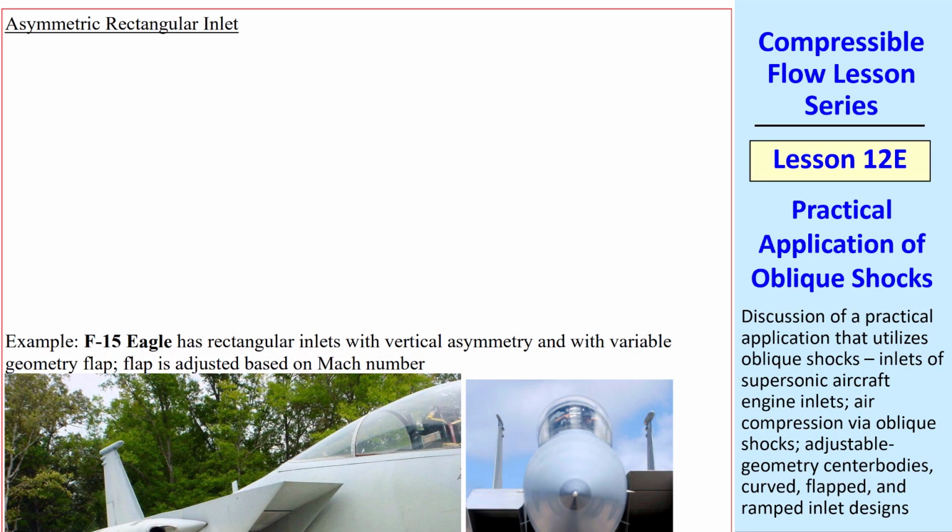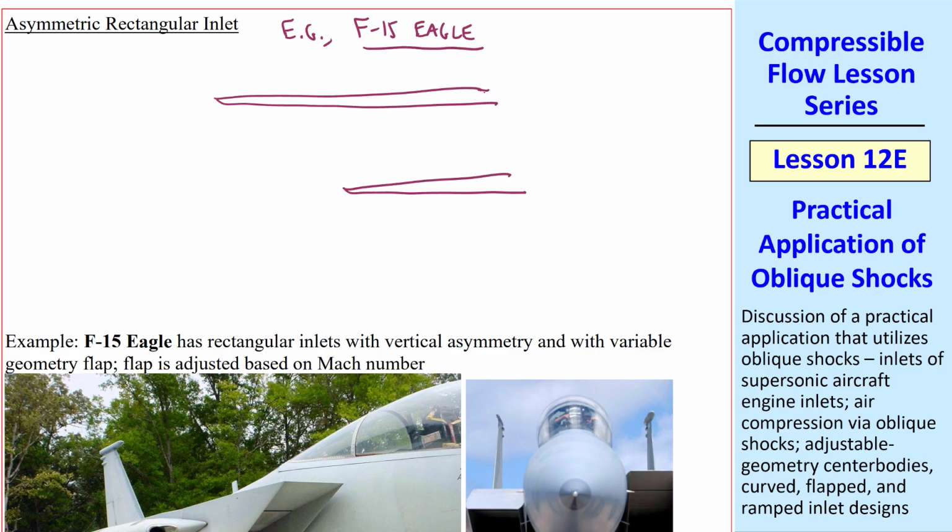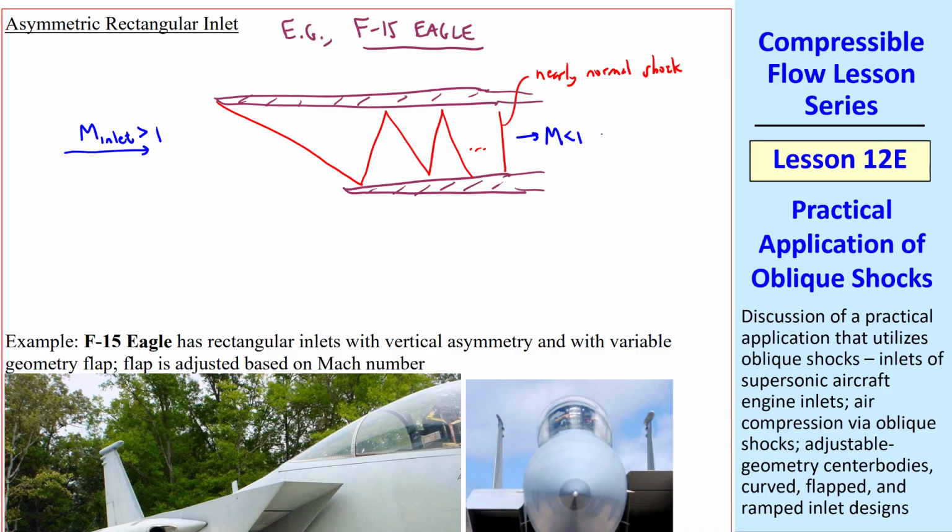Another way to do this is with rectangular inlets that are asymmetric. For example, the F-15 Eagle fighter plane. In that case, the cowling is asymmetric, with the upper portion more forward than the lower portion. Again, for a supersonic inlet, we get an oblique shock that again reflects several times, as previously discussed, until you get a nearly normal shock with subsonic flow into the compressor.